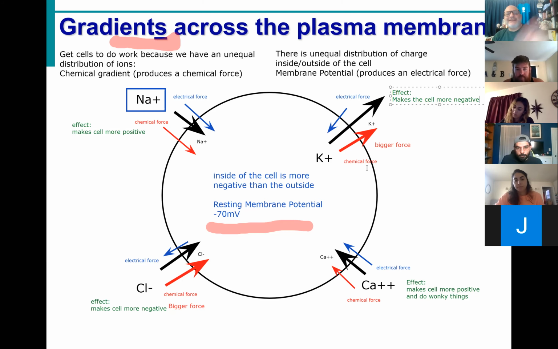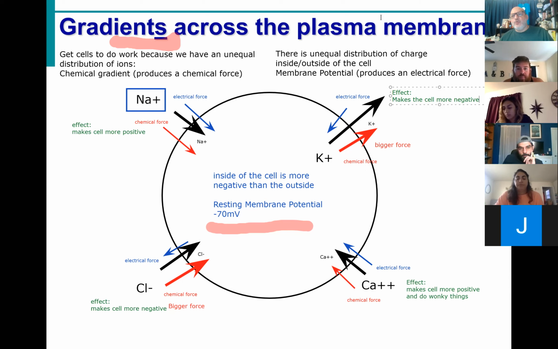However, remember, we need these ions to move to continue to do work. So we have to have a way to maintain this. If sodium is going to constantly sneak in and potassium is going to constantly sneak out, the membrane potential of our cell isn't going to change, but our concentrations of our ions will. And if the concentrations of our ions change, they may not want to do work for us anymore. And that would be a bad thing.